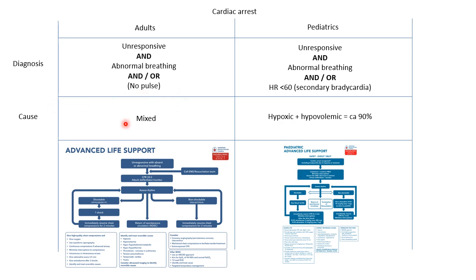Then the causes, we'll go through them in a little while, but for adults it's usually mixed, right? But the main reason for the difference in the algorithm is because most of the children will have hypoxic or hypovolemic causes or a combination of both. Almost 90% will have that. So the algorithm for children will be focusing much more on, and especially in the neonatal guideline as well, delivering breaths, because that may make the heart start again, or make them perfuse again. That's why there's a higher focus on that in the pediatric one, but in the adult one it's mixed, and that's why it's not as prioritized.